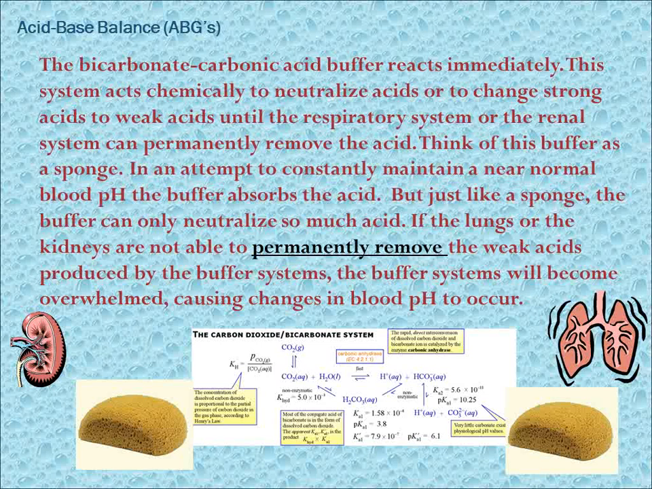The buffer system makes the strong acids weak, and then the respiratory and the renal systems get rid of those weaker acids. And if you think about the buffer system, it's essentially like a sponge. It has only so many chemicals, and once those chemicals have been utilized, they either need to have more produced or they're going to be overwhelmed. They can only soak up so many strong acids, and so this becomes a problem whenever the body is cranking out a lot of acids with a greater speed than what the bicarbonate carbonic acid buffer can handle.